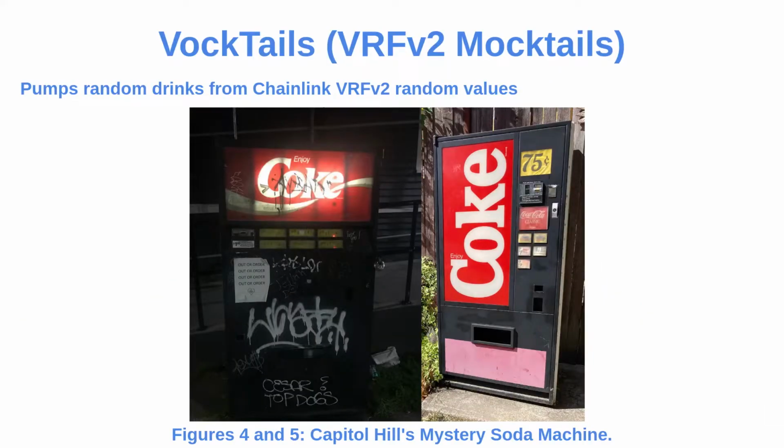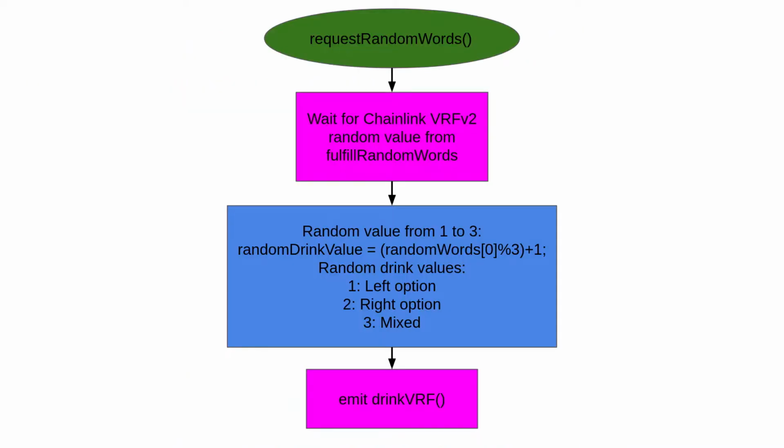VocKTails is a random drink mixer that uses Chainlink VRFv2 to determine random drinks. A Chainlink VRFv2 request is made for one random number. When the random number is received, it is converted to be a range from 1 to 3. 1 pours the left drink, 2 pours the right drink, and 3 mixes both drinks evenly. When the drink value is stored, a drink VRF event is emitted for the robotic pump to consume.